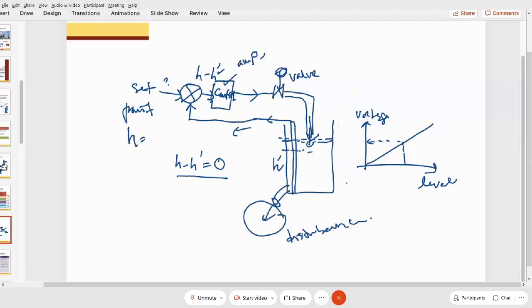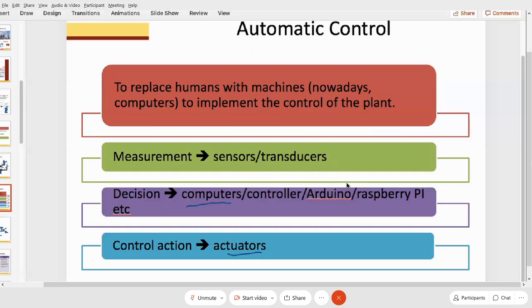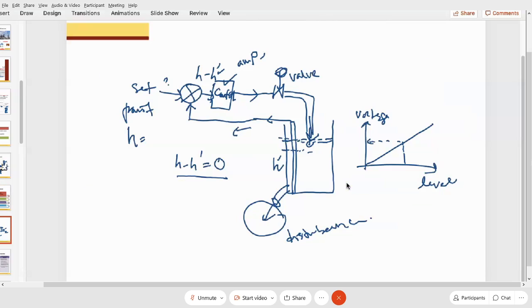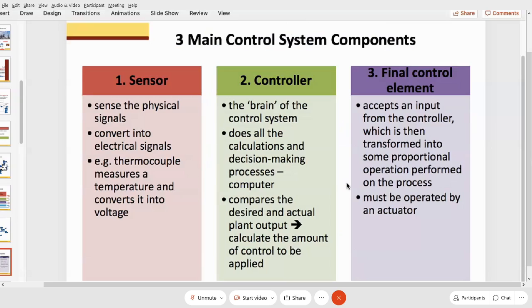So the idea is you must use a sensor, you must use a controller, and then you must have actuators to make sure that your system will be an automatic system. Okay. Is there any question? Any question?